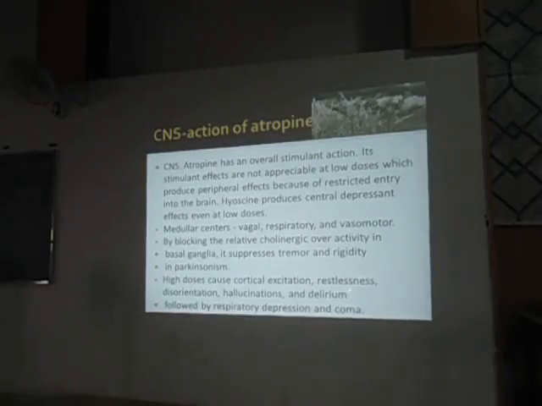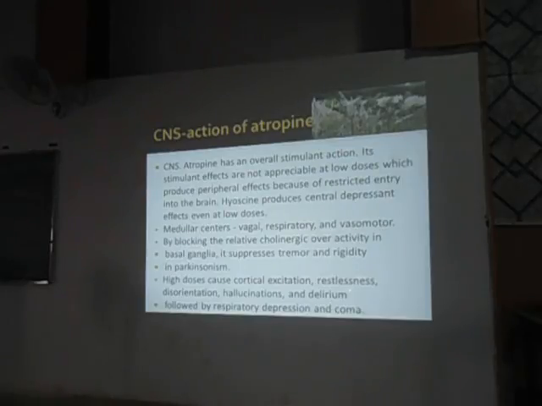So, acetylcholine on the CNS. Sorry, atropine on the CNS. Most commonly, where do you use this atropine? Atropine is the drug of choice for which poisoning? Organophosphorus poisoning.